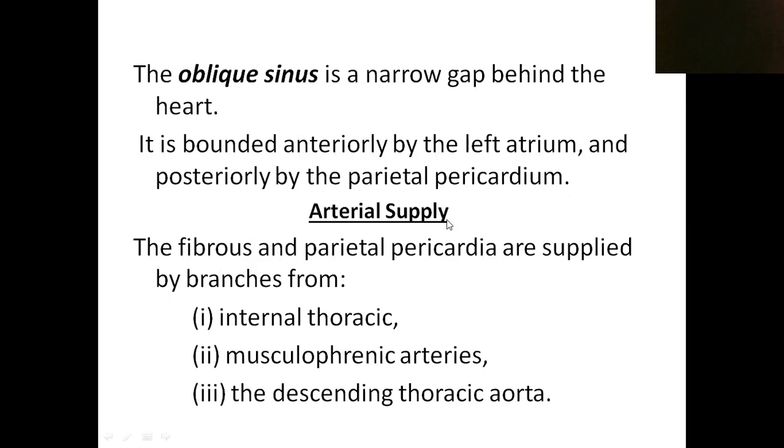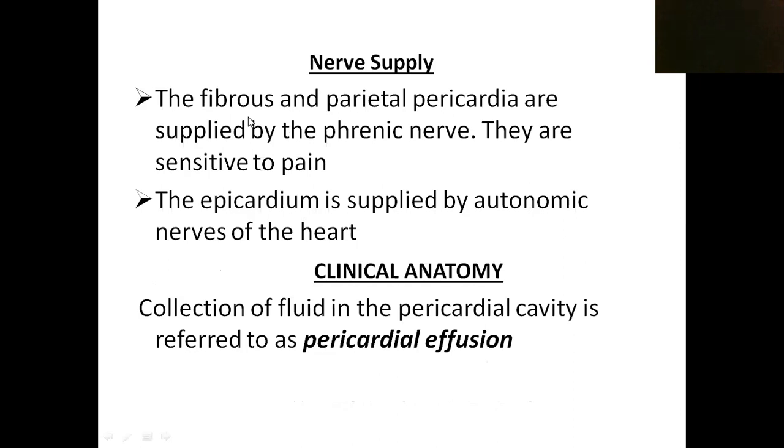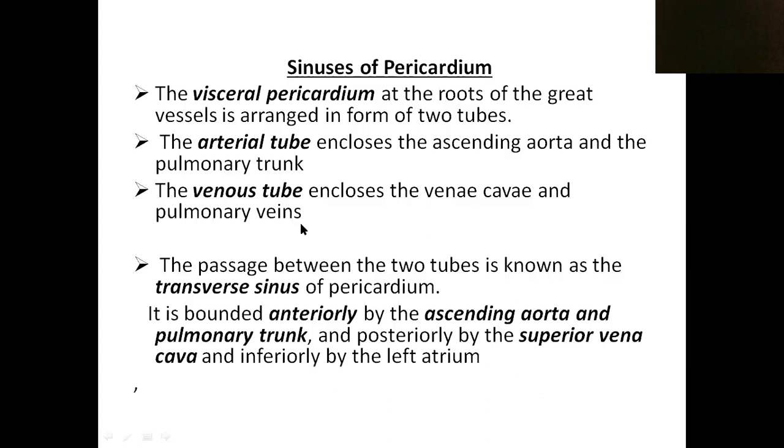Okay, now the arterial supply. It is supplied by the internal thoracic artery, musculophrenic artery, and descending thoracic aorta. Now the nerve supply. The fibrous and parietal pericardium are supplied by the phrenic nerve. They are sensitive to pain. Then the epicardium, which means the visceral layer of the serous pericardium, is supplied by the autonomic nervous system. Then clinical anatomy: collection of fluid inside the pericardial cavity. That clinical condition is known as what? Pericardial effusion. Okay, the remaining details you have to read from your textbook. So the pericardium is one important essay question.